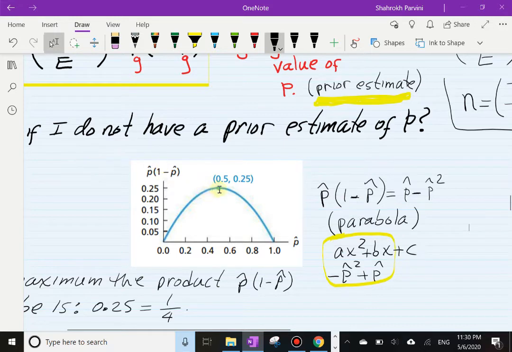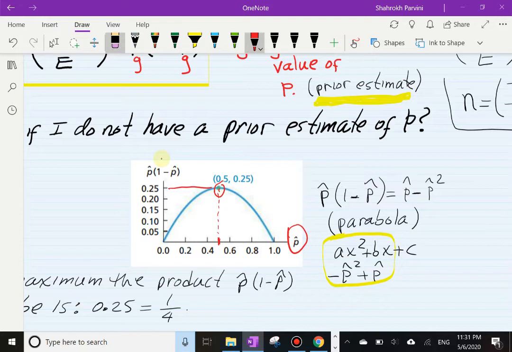So this is the maximum value of p hat times 1 minus p hat. It actually happens right up here. See this 0.25? That's the maximum value of it, and it happens right in here. There you go. This is p hat and this is 0.5. That's the maximum, and the maximum is 0.25.